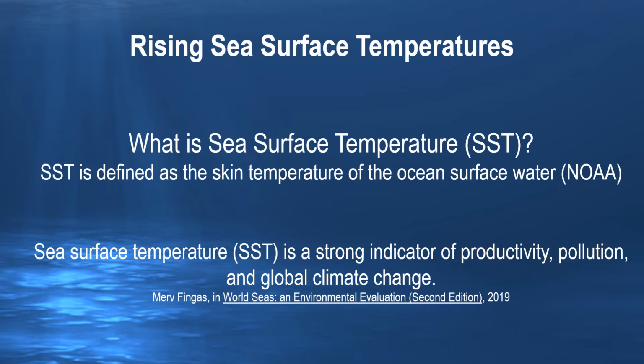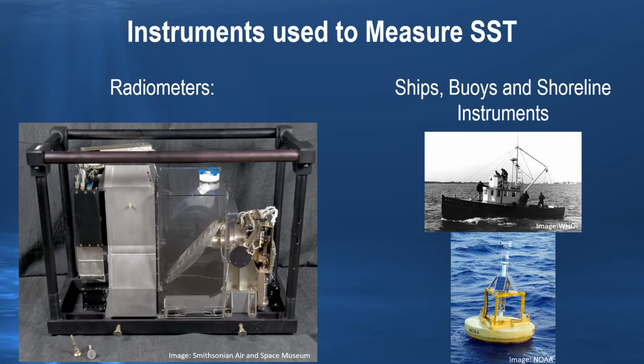So, what is sea surface temperature? Sea surface temperature is defined as the skin temperature of the ocean surface water. It is also a strong indicator of productivity, pollution, and global climate change. In the past, scientists used ships, buoys, and shoreline instruments to measure sea surface temperatures. Now, scientists use what is called a radiometer.